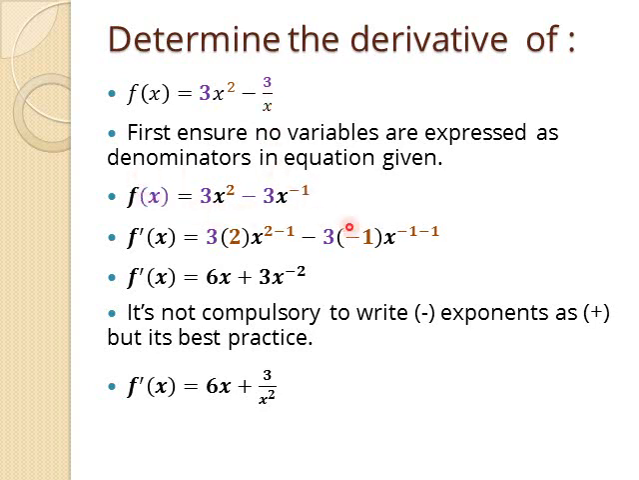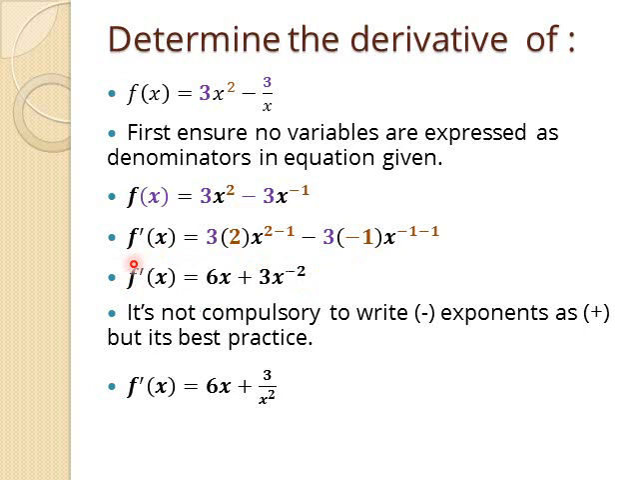Once we're done with that process, we get 1 mark for it, and then we are able to use the power rule. So 2 times 3, 2 minus 1. Minus 1 times negative 3, negative 1, negative 1. So 2 minus 1 gives me 1. 3 times 2, 6. Negative times negative, positive, 3 times 1, 3. And negative 1 minus 1 gives me negative 2.